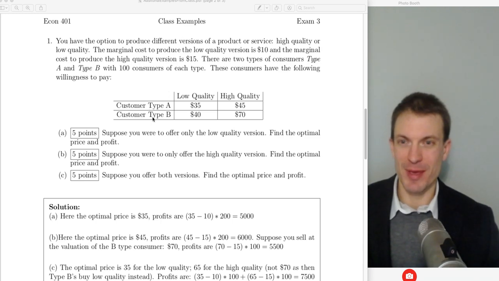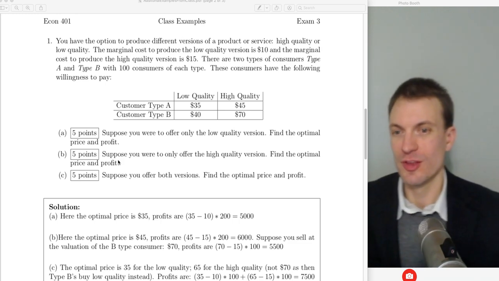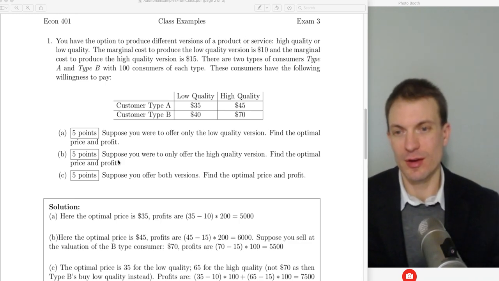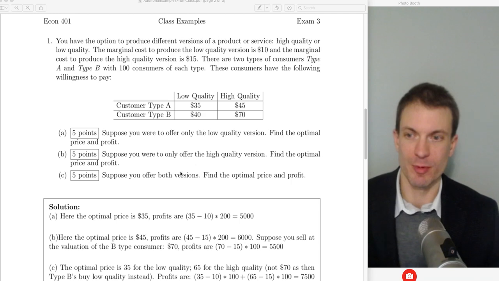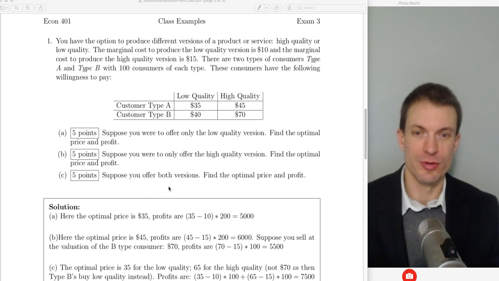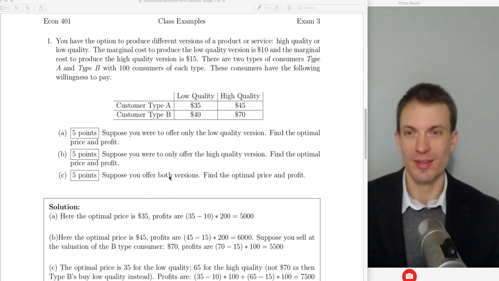We have consumer type A, consumer type B, and we have 100 of each type. Suppose you were only to offer the low quality version, find the optimal price and profit. Suppose you're only offering the high quality version, find the optimal price and profit. Suppose you offer both, do the same thing.